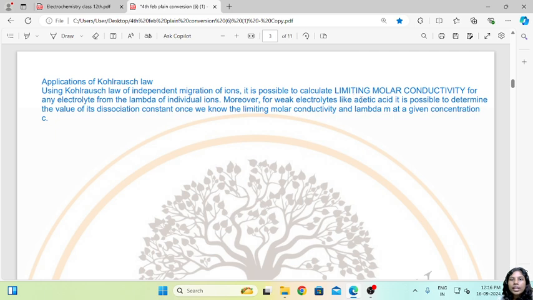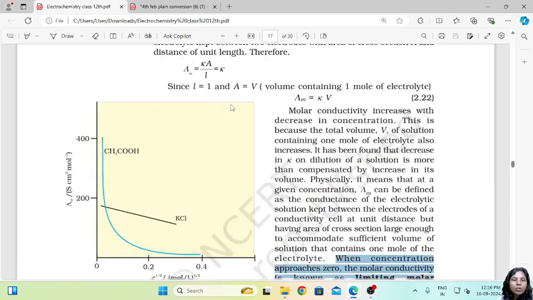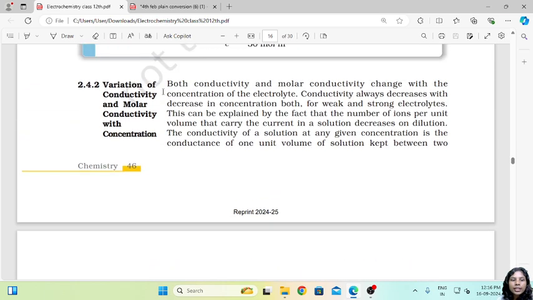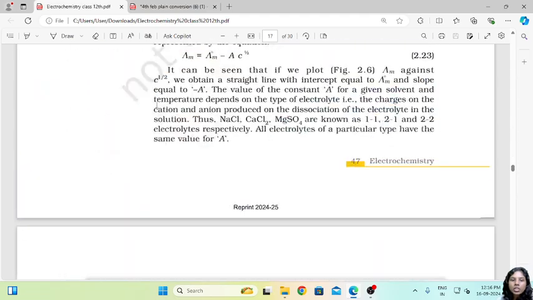Moreover, for weak electrolytes like acetic acid, it is possible to determine the value of its dissociation constant once we know the limiting molar conductivity and lambda m at a given concentration C. So using Kohlrausch's law, the first application is finding limiting molar conductivity if we know lambda m, and the second is for weak electrolytes: we can find their dissociation constant if we know limiting molar conductivity and lambda m at any given concentration C. So that was about variation of conductivity and molar conductivity with concentration.